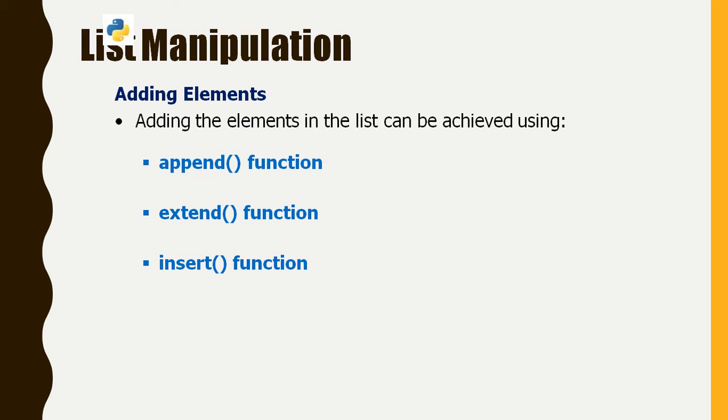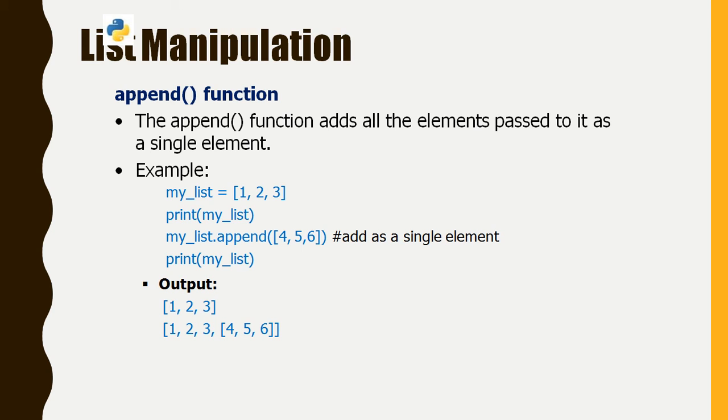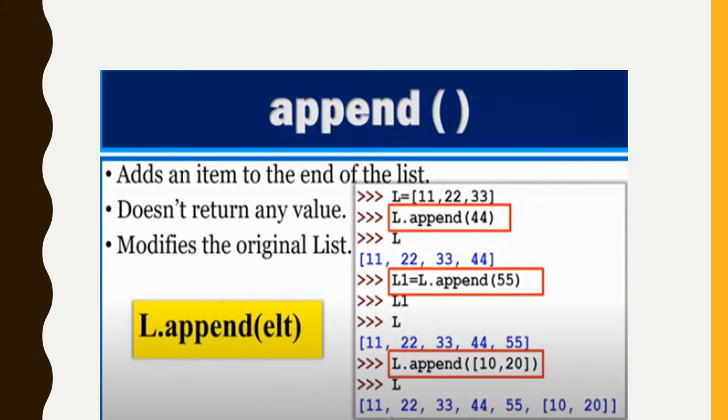We need to find out what the differences are between these three functions, but all three are used for adding elements to a list. In case of append, it adds the element passed to it as a single element. For example, if I write append 4, 5, 6 and print, then 1, 2, 3, and since this list will be added as a single element. Remember, append is used to add the elements as a single value.